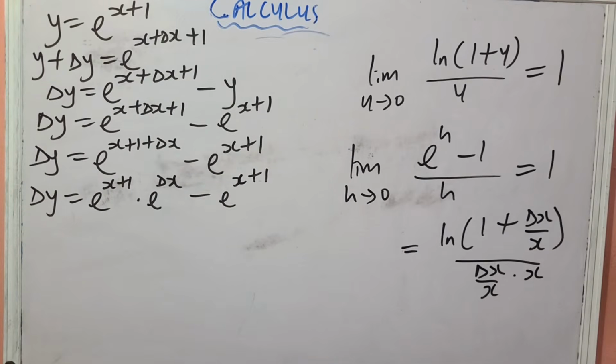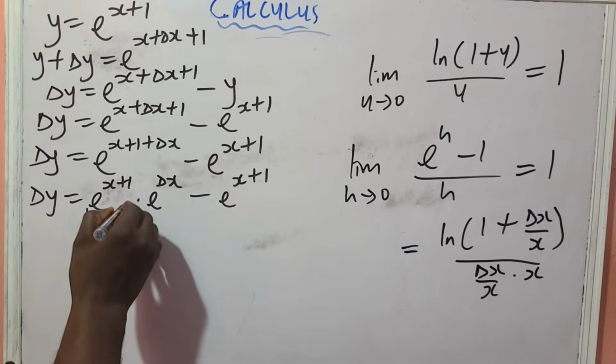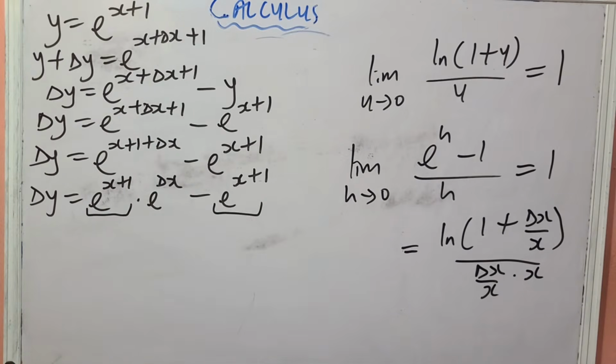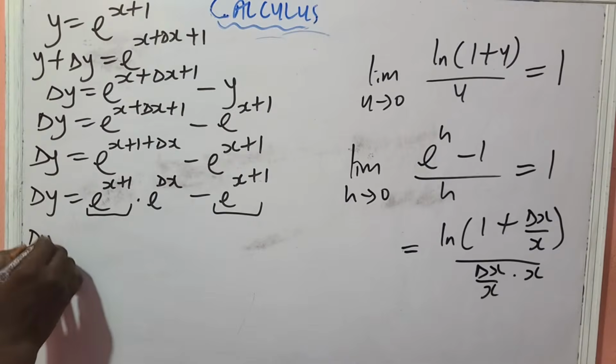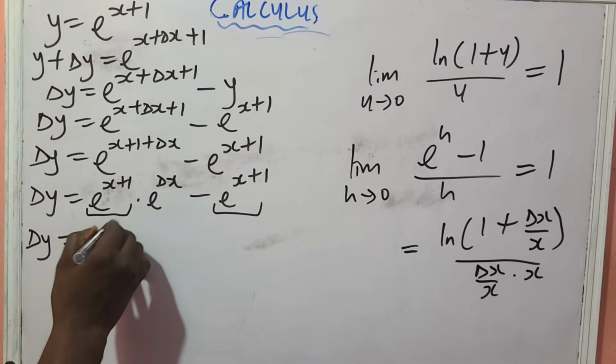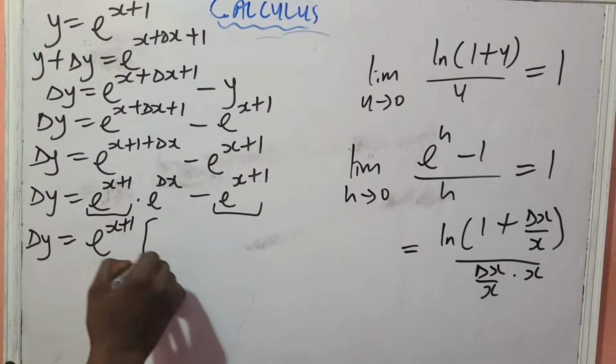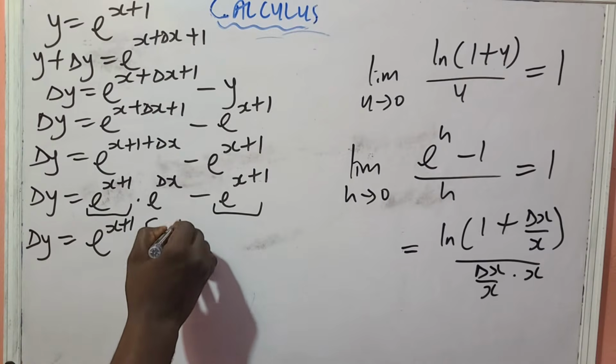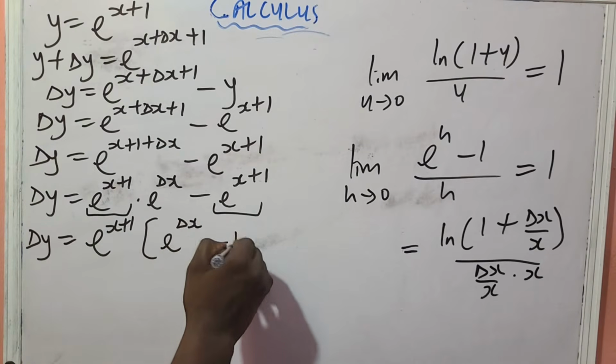I'm good to do that. There's nothing wrong in me doing this. I've not cheated. I've not done anything wrong. So now that I've split it, I can see e raised to power x plus 1 here. So I can obviously group this as e raised to power x plus 1, then open a bracket, and I'll have e raised to power change in x minus 1.